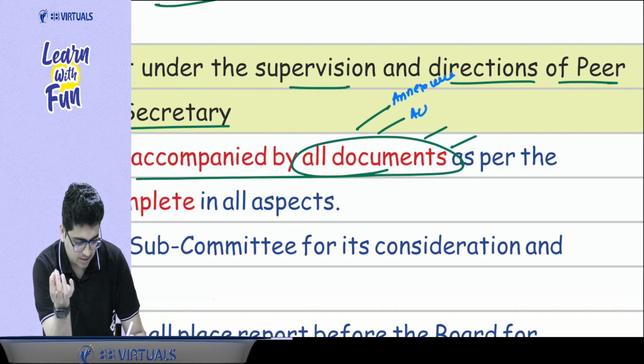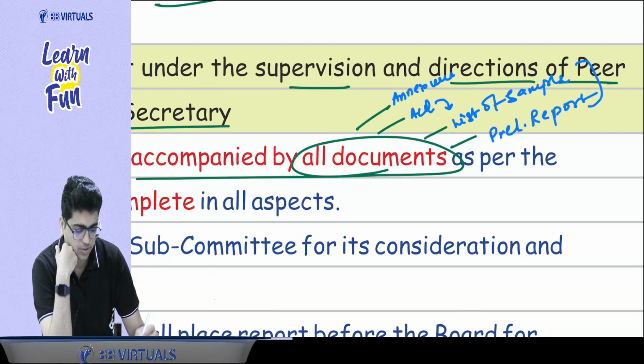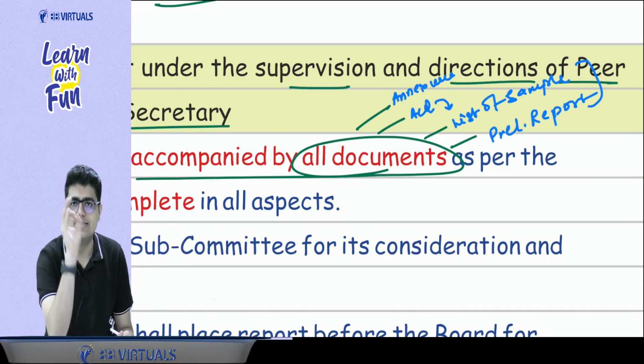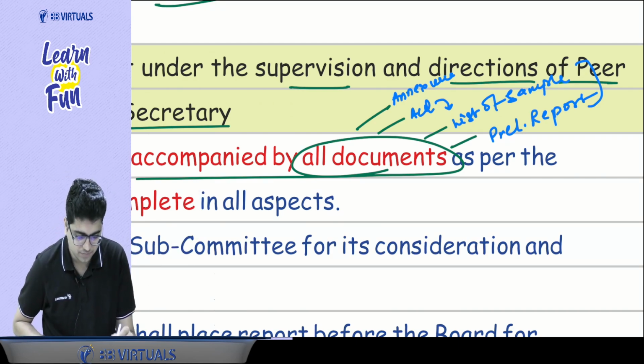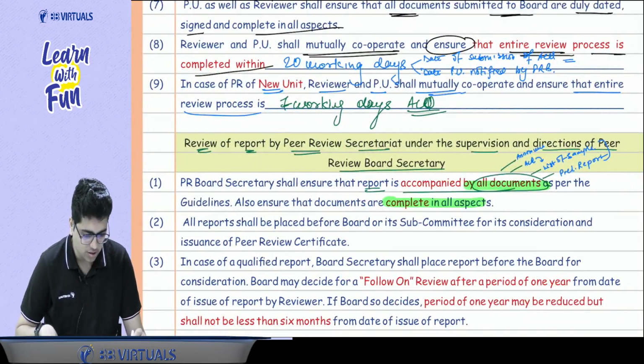Then application cum questionnaire. From that application cum questionnaire, a list of samples were selected. And if you don't like the sample, if you feel that the systems are deficient, you must have given a preliminary report. So if there is any preliminary report, that is also to be given. Please remember these 4 points. They will be definitely asked in your exam. As per the guidelines, and ensure that they are complete in all aspects.